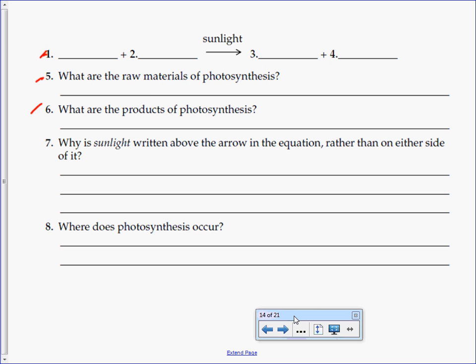So what are the raw materials of photosynthesis? That means what ingredients do plants need to do photosynthesis? Yes? Okay, so the raw materials are the carbon dioxide and water. And we'll do that in just a second.